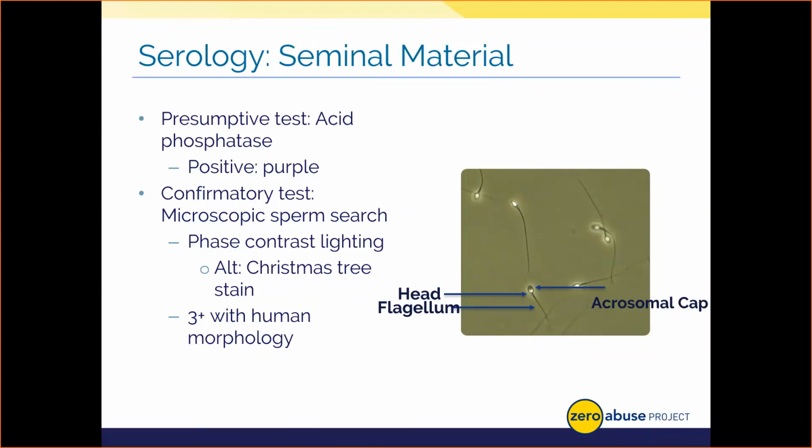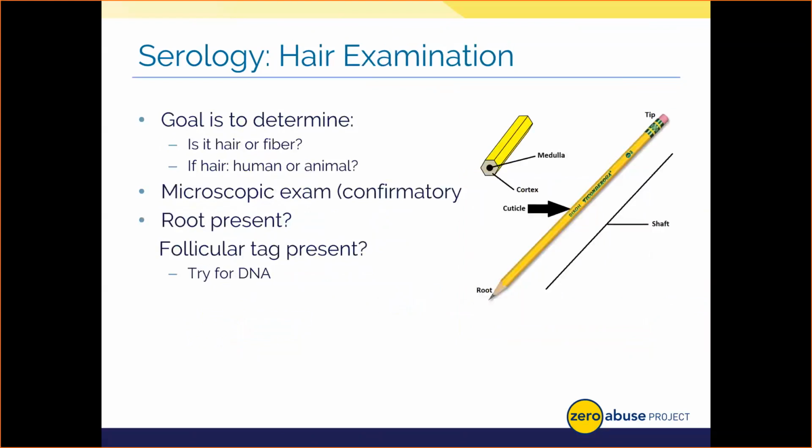They typically have then, right, one long tail or flagellum, unless there's some kind of medical anomaly with the individual that deposited the sample. And they have a dark cap on top, known as the acrosomal cap. Typically, 3 or more human sperm identified is sufficient to call a sample positive for human sperm and confirm the result. Let's move on and talk about then hair.